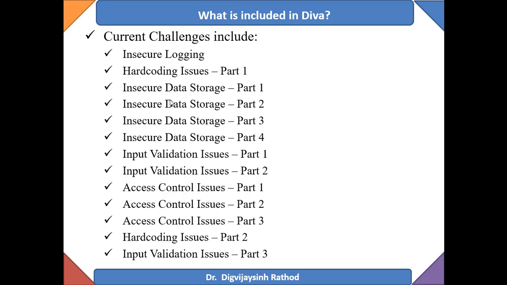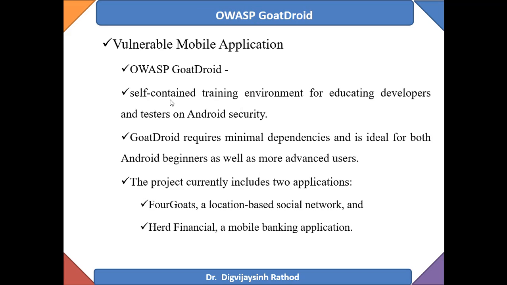So there are different techniques available that we'll discuss in the next session. Now, if you go ahead, the second application is called the OWASP Goat Droid, which is developed by the OWASP community only. I would say that it is a self-contained training environment for educating developers and testers on Android security.